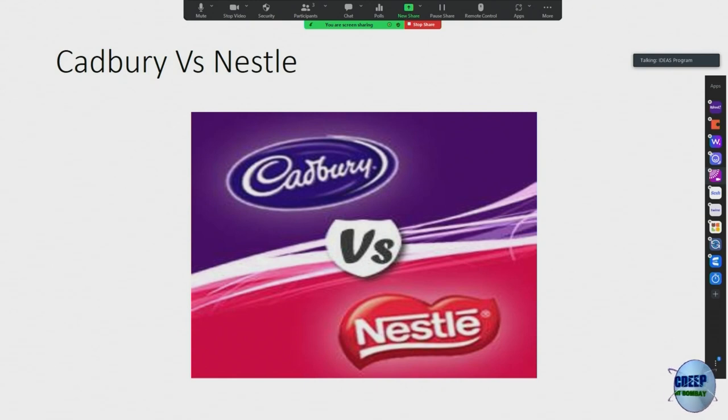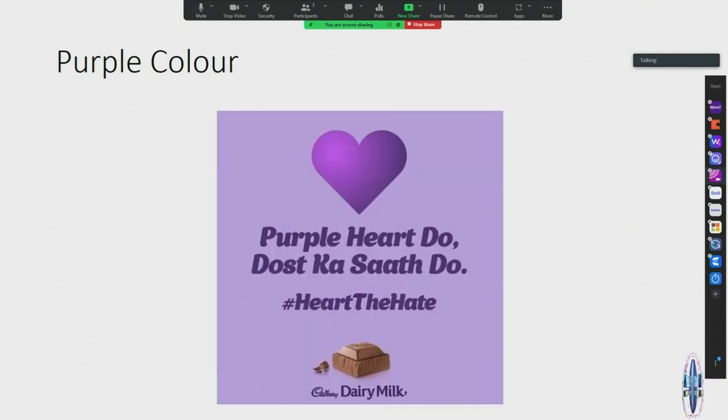Cadbury versus Nestle, two giants in the chocolate market, keep on fighting continuously. They are at each other's throat, over the smallest of small things. Cadbury wanted to monopolize the purple color and put up an application, because color also can be registered. After a lot of fight, the court said you can't monopolize purple color. Anybody can use purple color for anything, so we will not grant you that protection.